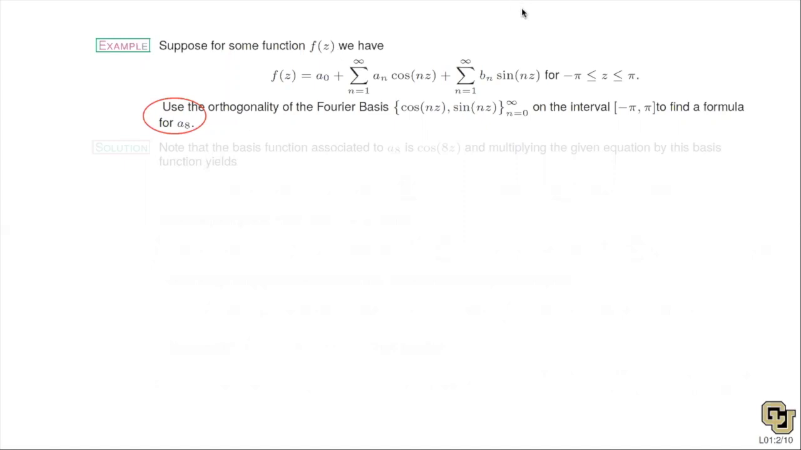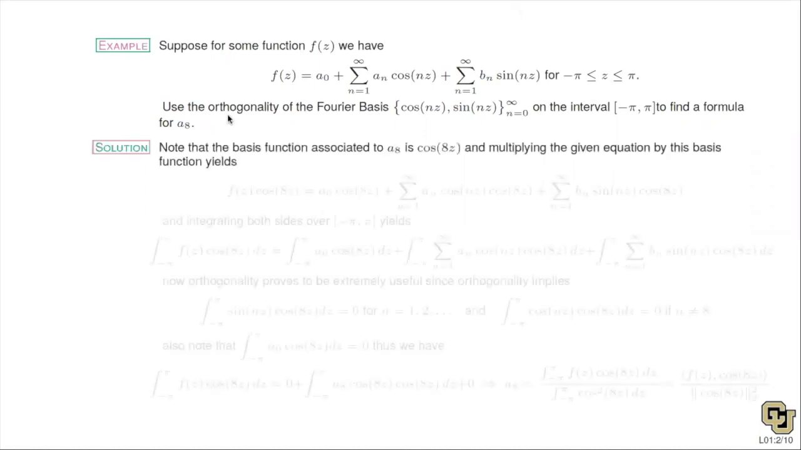Okay, and of course this formula will work for any coefficient, right? So here's the orthogonality at work. It's just really cool here. For a sub 8, the corresponding basis function that's associated to a sub 8 is cosine 8z, right? Here, if you make n equal to 8, then here I'm going to have cosine 8z, right?